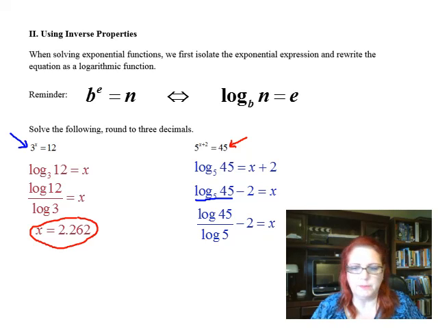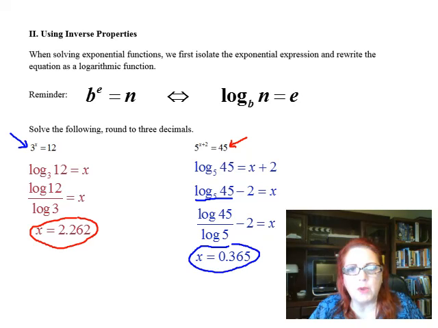And when you hit enter, you get x is equal to 0.365 when rounded to the nearest 3 decimals.